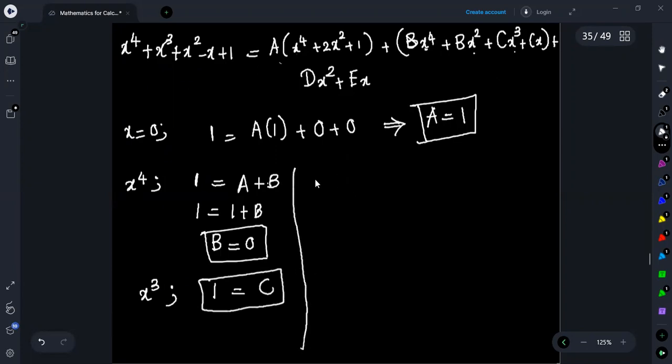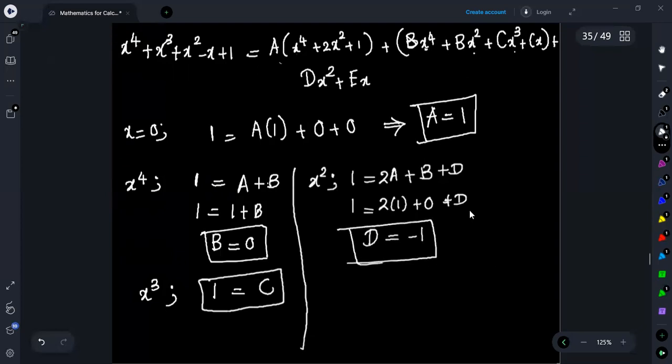And let's consider x to the power 2. Here the coefficient of x to the power 2 is 1. And here there is one x to the power 2 term, so 2 times a, and here plus b. And there is another x to the power 2 here, d. And then substitute the values that we have obtained for a, b into this equation. So 1 is equal to 2 times 1 plus 0 plus d. So by solving this one, we can obtain d is equal to minus 1.